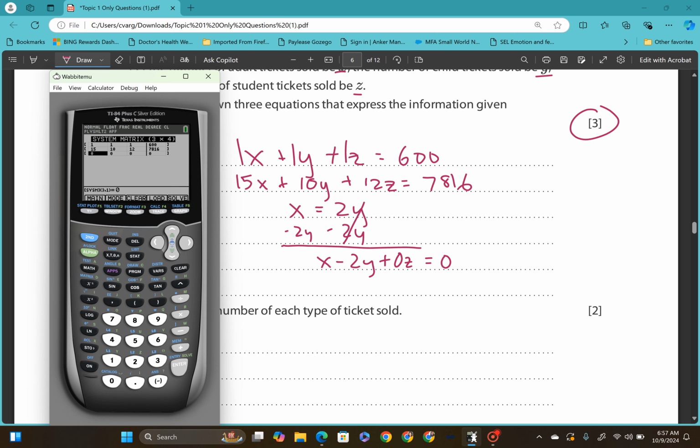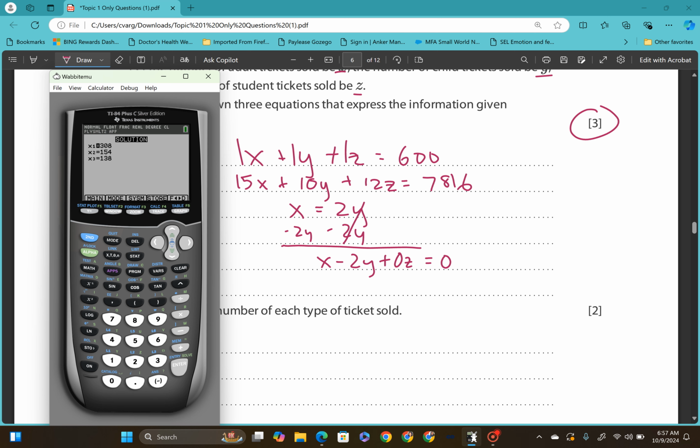So this is something that I can put into my calculator now. So in front of the X, there's an imaginary 1. I'm going to hit enter. In front of the Y, there's a negative 2. So I'm going to hit enter. There are no Z's, so I'm going to leave it as 0. Or press 0, hit enter. And then this is equal to 0. So I press 0 and I hit enter. And then I hit solve.